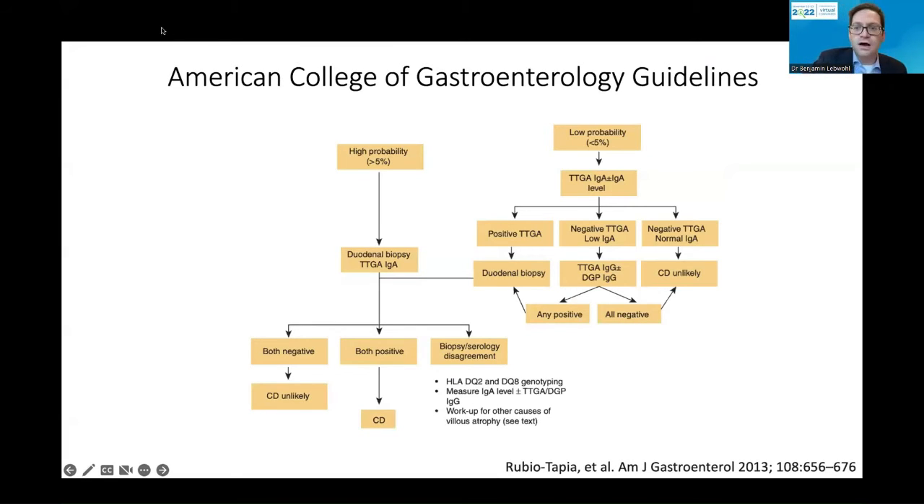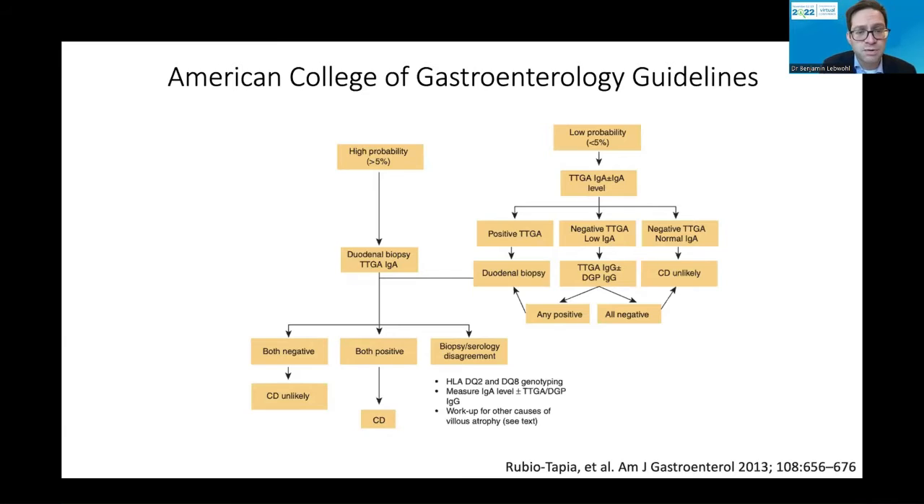So how do we go about testing for celiac disease? Physicians often rely on algorithms, and shown here is the most recent US-based guideline from the American College of Gastroenterology, and they divide patients into high probability or low probability patients. Are we fairly suspicious that this person has celiac disease, or are we less suspicious?